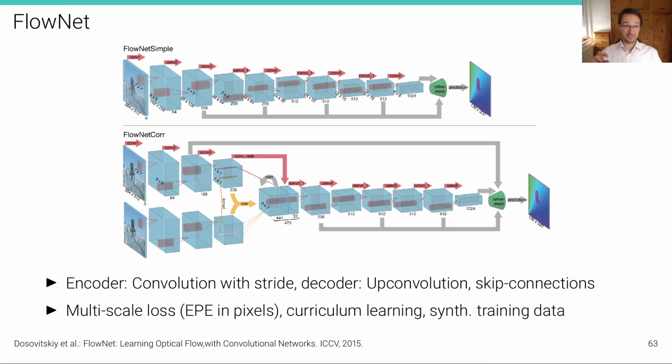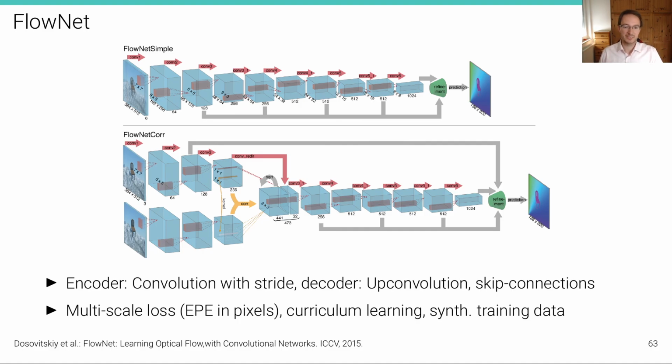And actually the first deep technique called FlowNet, in the seminal paper by Dosovitskiy et al., has not been able to outperform the classical techniques. It was more a demonstration that optical flow estimation using supervised learning with large synthetic data sets is possible. So this network is very similar to the DispNet network. It's almost the same. It has an encoder with convolutions with strides and a decoder with up-convolutions and skip connections. So it's basically a U-Net or hourglass architecture.